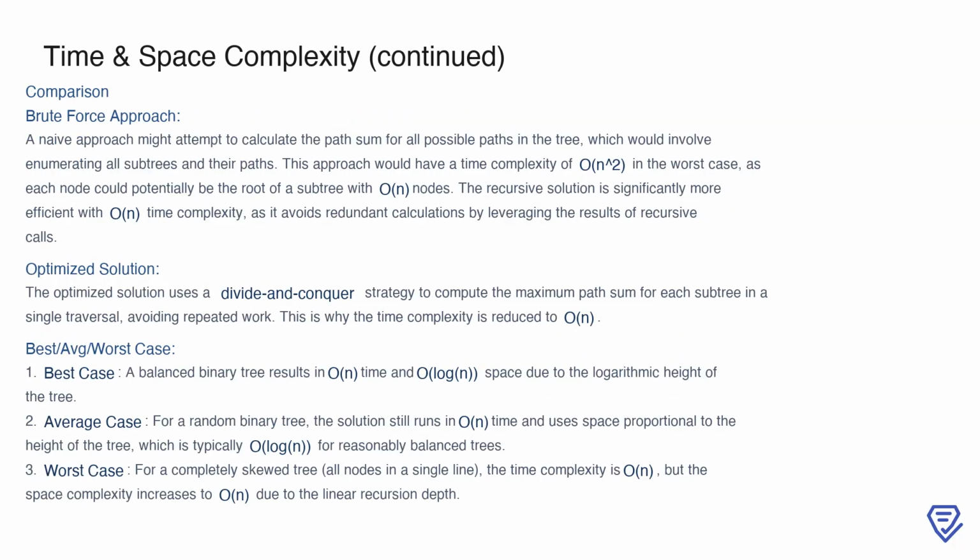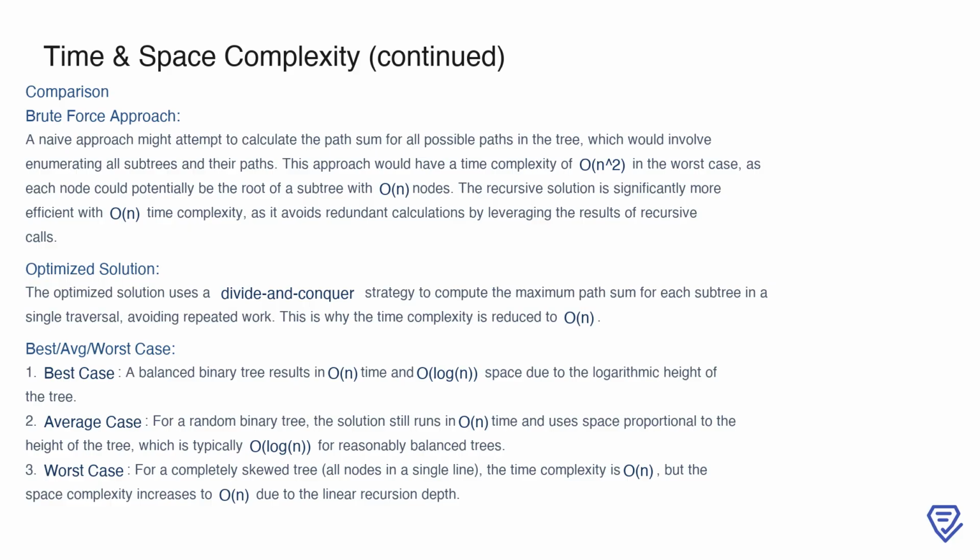Let's compare this optimized solution with a brute force approach. A naive method might involve calculating the path sum for all possible paths in the tree. This would require enumerating all subtrees and their paths, leading to a time complexity of O(n²) in the worst case, since each node could be the root of a subtree with O(n) nodes. In contrast, the optimized solution avoids this inefficiency by using a divide-and-conquer strategy. It calculates the maximum path sum for each subtree in a single traversal, leveraging the results of previous recursive calls and avoiding redundant computations. As a result, the time complexity is reduced to O(n).